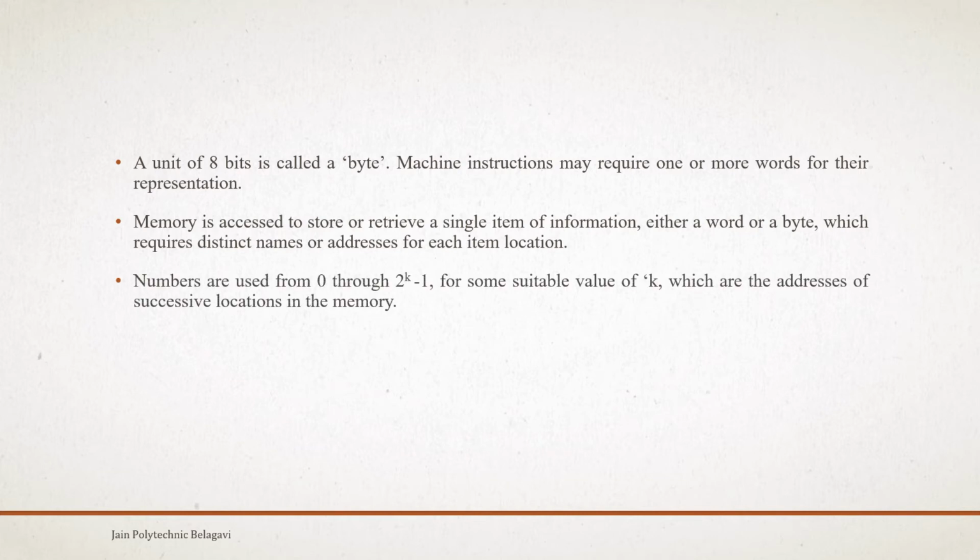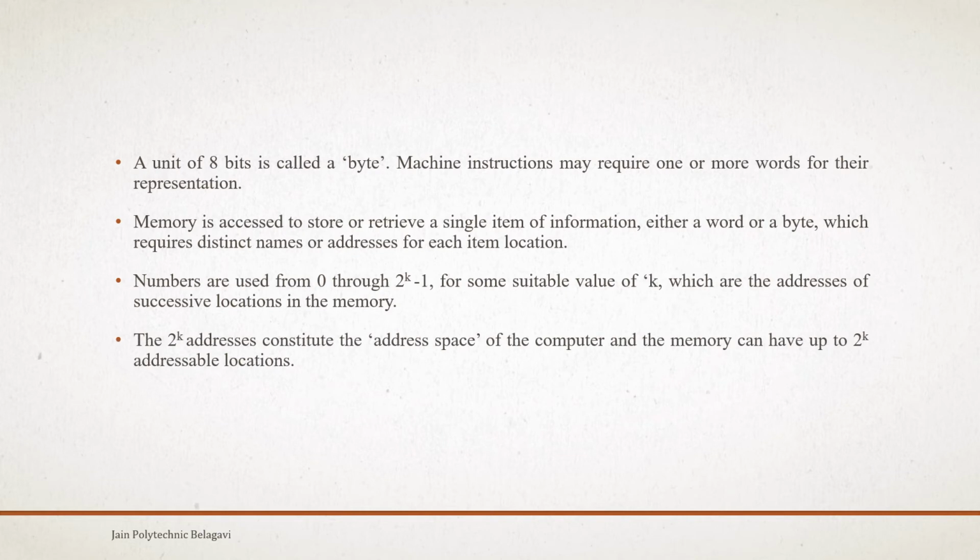So for that we use address locations for each of the words. These numbers are used from 0 to 2 raised to k minus 1, for some value of k, which are the addresses of successive locations in the memory. The first location is given, and the next location is calculated using this formula. So for a suitable value of k, the 2^k addresses constitute the address space. This 2^k is called the address space of the computer, which means a memory can have up to 2^k addressable locations.